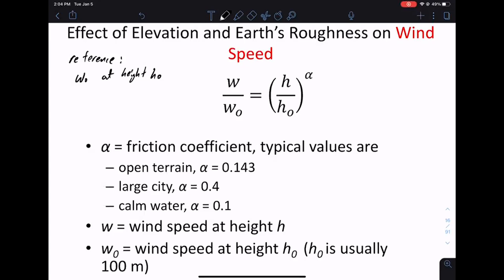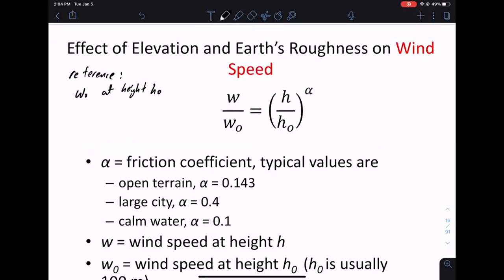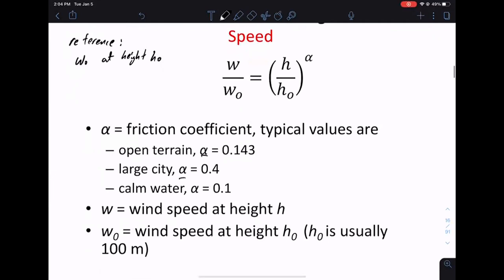This is called elevation and Earth's roughness, because this alpha changes for different terrains. Water is really good: calm water is really flat, not much drag. Whereas a large city tends to have quite a bit of drag for wind. This also gives an idea of where you should build wind turbines: you want high speed over a very flat area. That's where you want to build wind turbines.